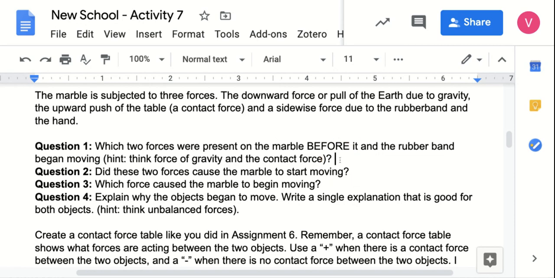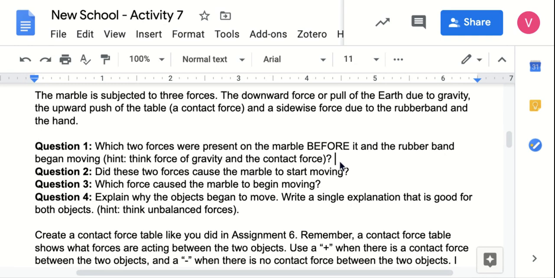So what this question is asking you is, when the marble and the rubber band were just sitting on the table, I haven't started moving anything, I haven't done anything yet, they're just sitting there. What forces were on them? And I gave you a hint. Think force of gravity and the contact force.